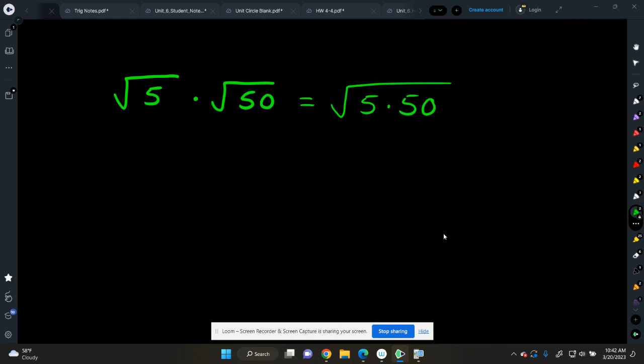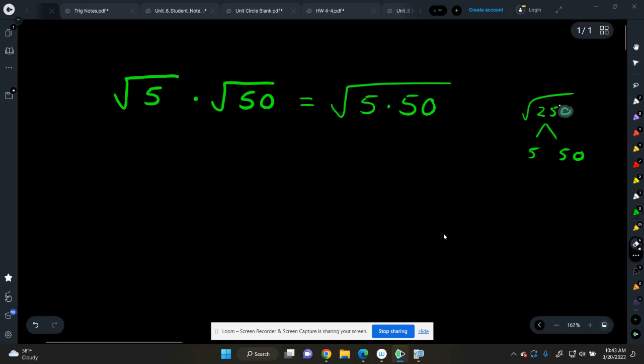So the square root of 5 times the square root of 50 is the square root of 5 times 50. Now, do not multiply this out. It's not wrong if you do, but it creates more work because we have to simplify this. If I multiplied it out and got the square root of 250, in order to simplify it, I would have to factor it down. So we're doing extra work, right? We've already got a start on simplifying it.